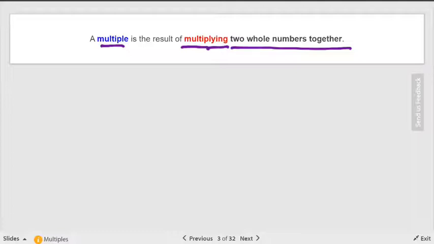So a multiple is what is the result, or what you get, when you multiply 2 whole numbers together. Okay? Can you multiply lots of different numbers? You bet. Any numbers, right, can be multiplied together. So any number can be represented as a multiple.